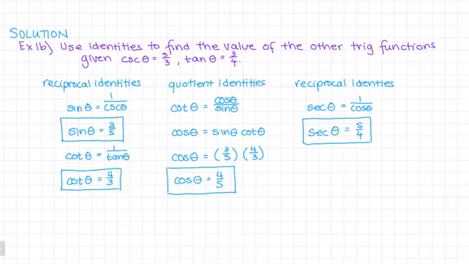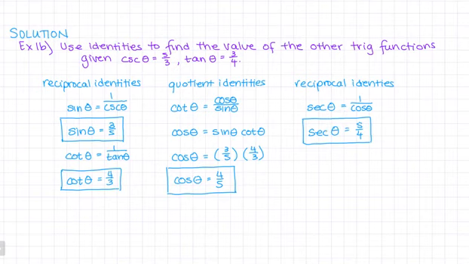So somebody asked in the chat how I knew to come back to the reciprocal identities, and I didn't have to. I used the reciprocals as much as I could. I got sine and cotangent. Then I went to the quotient identities to get cosine. The last one I had to find was secant.